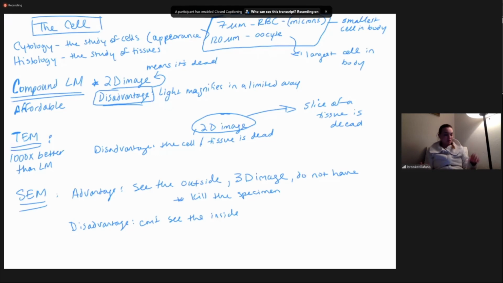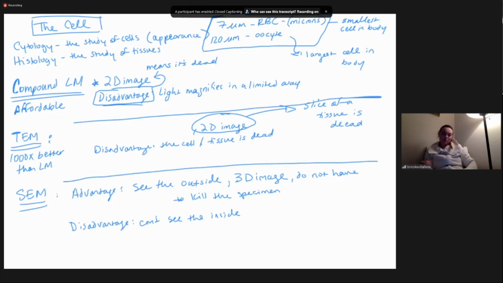It does also magnify more than the light microscope, but we're really contrasting it to the transmission electron microscope. Okay. So that's kind of the intro, and then we just get into the cellular makeup itself, right? So like we had talked about with the outline. So this is just basically some microscope stuff, and then we get into the actual.